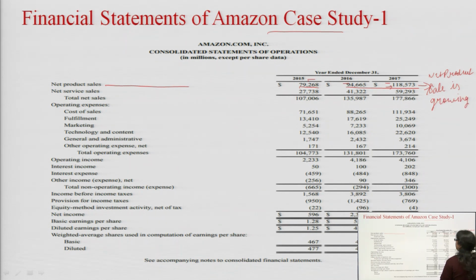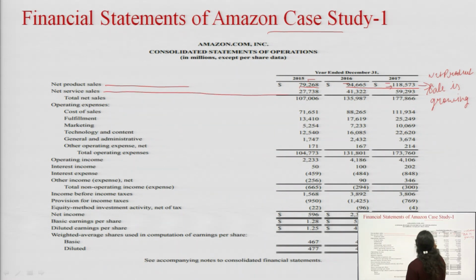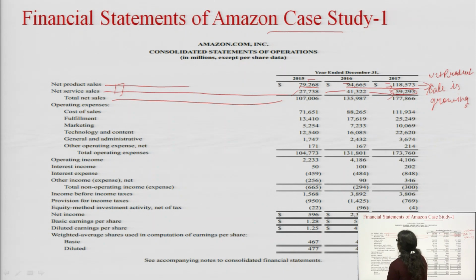Similarly, we will check the other particulars, what they have shown in their statement. Net service sale is also continuously growing. They are showing that in 2015 it was recorded at 27,738, and in 2017 it has been recorded at 59,293. By these two we have calculated the total net sale. Obviously, when they both are increasing, the total will also increase.